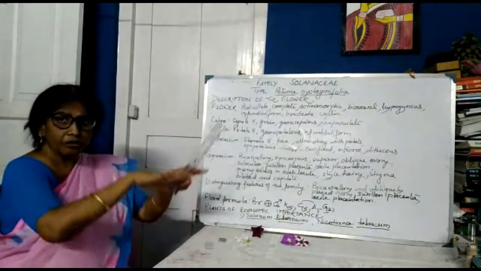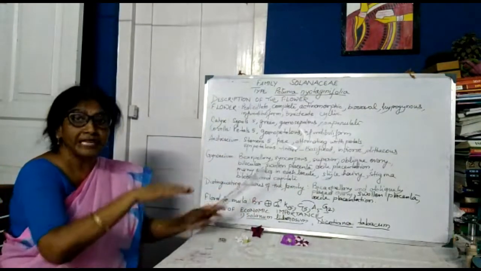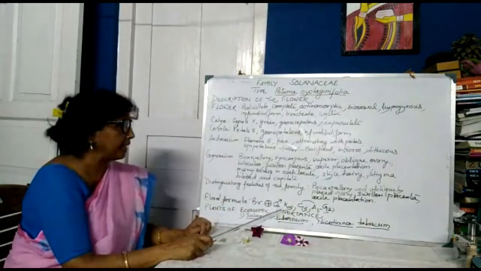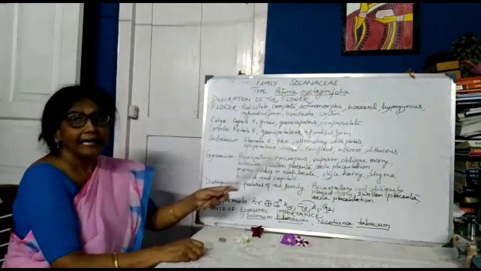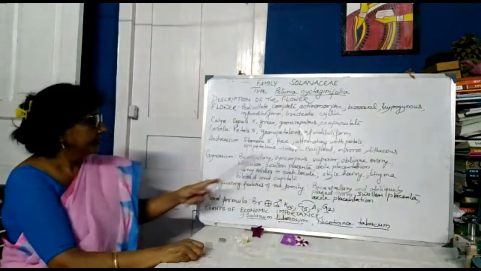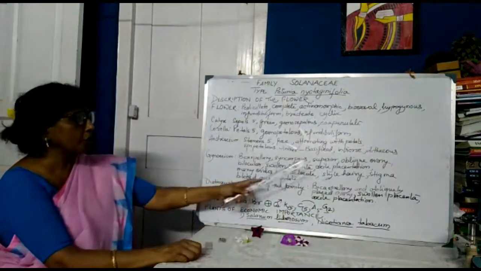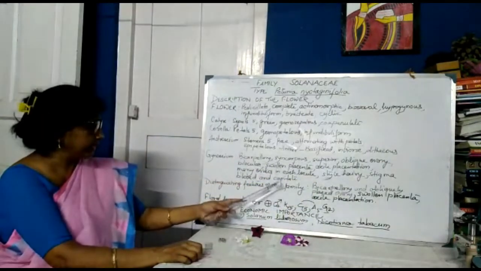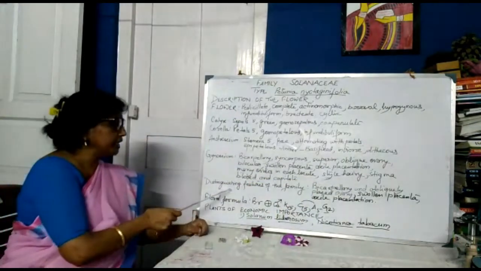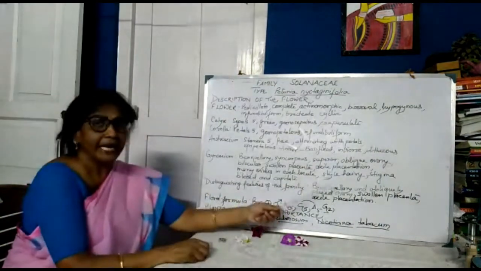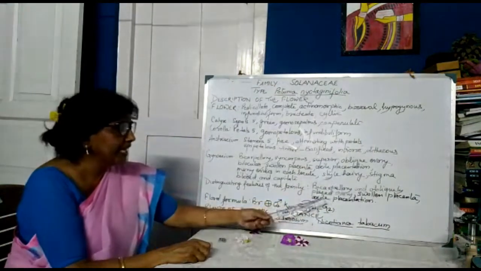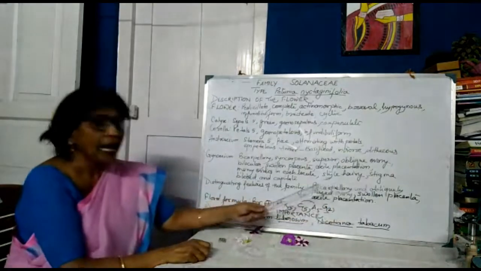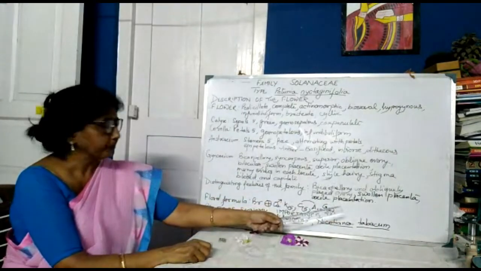Then it is bilocular, 2 locules are present. Placenta swollen, again a very important characteristic of this family. Swollen placenta, axile placentation. Then many ovules in each locule, style hairy, stigma bilobed, capitate. Now the distinguishing features of this family: bicarpellary and obliquely placed ovary, swollen placenta, axile placentation.